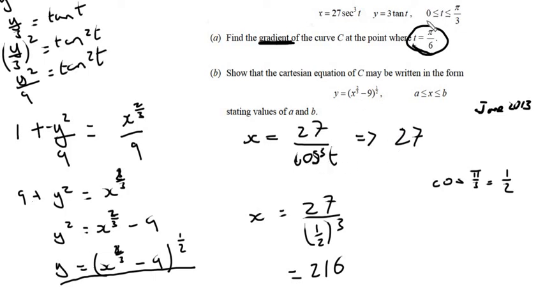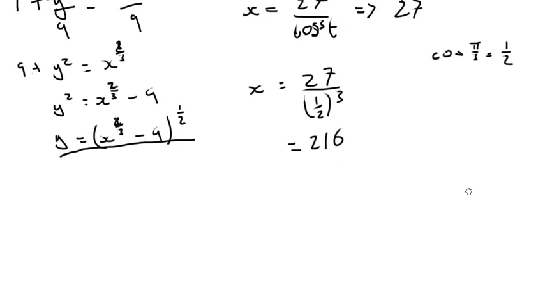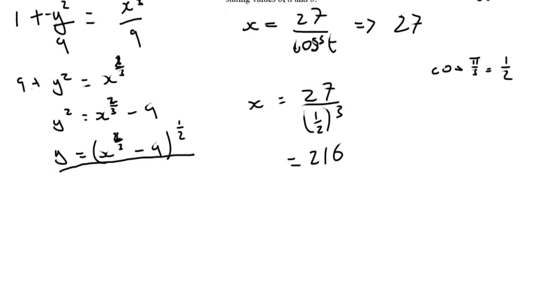So when t equals 0, cos of t equals 1, and the minimum value of x is 27. And when t equals pi over 3, cos of pi over 3 equals 1/2, and so the maximum value of x is 216. And so we can say a equals 27 and b equals 216. There we go.